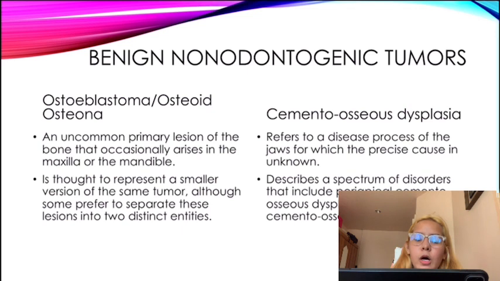So, osteoid osteoma is an uncommon primary lesion of the bone that occasionally arises in the maxilla or the mandible. It is thought to represent a smaller version of the same tumor as osteoblastoma, although some prefer to separate these lesions into two distinct entities. Cemento-osseous dysplasia refers to a disease process of the jaws for which the precise cause is unknown. It describes a spectrum of disorders that includes periapical cemento-osseous dysplasia and florid cemento-osseous dysplasia.